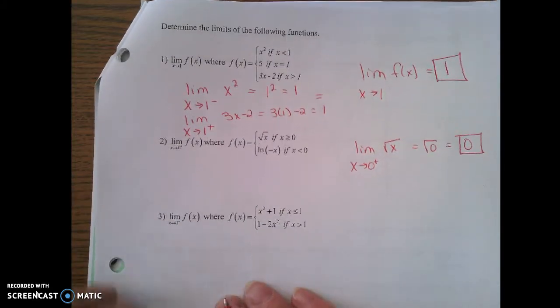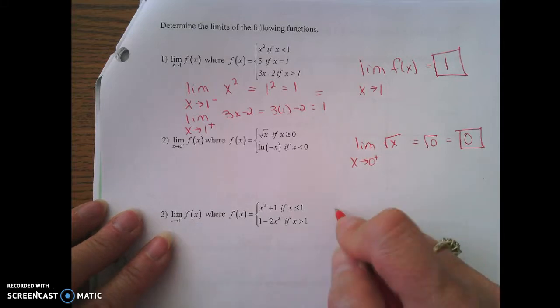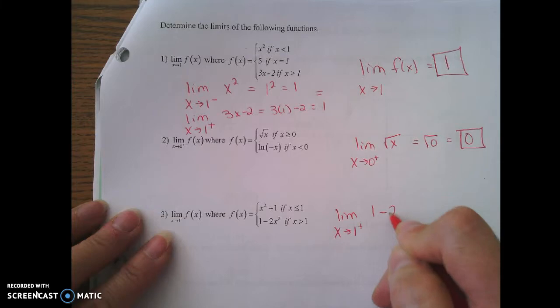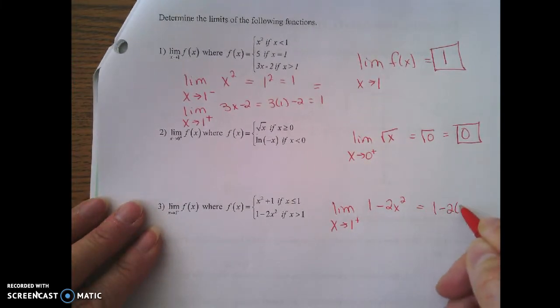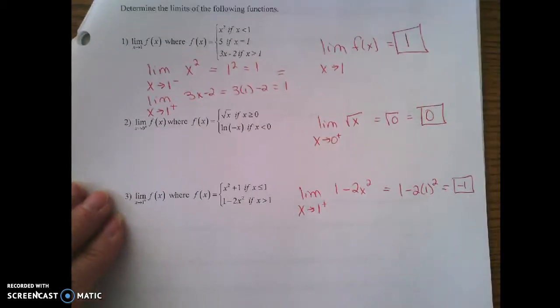I'm just reading carefully. If you look at this one, it only wants the limit as x approaches 1 from the right, which means x is greater than 1. This is only asking me to evaluate this function at 1. So substitute in 1, do your math, and you get -1.